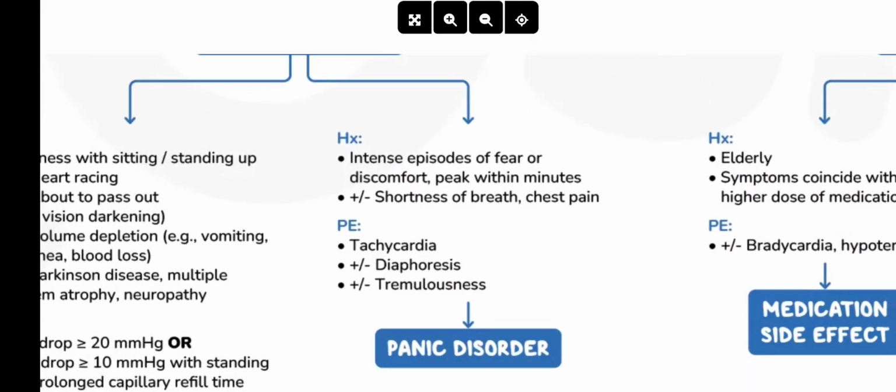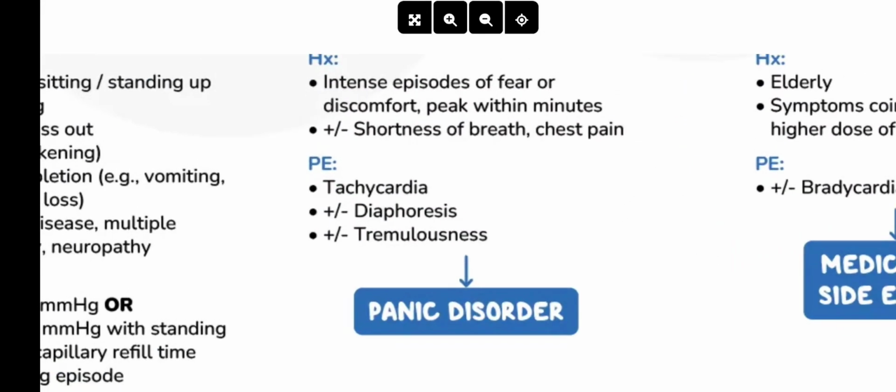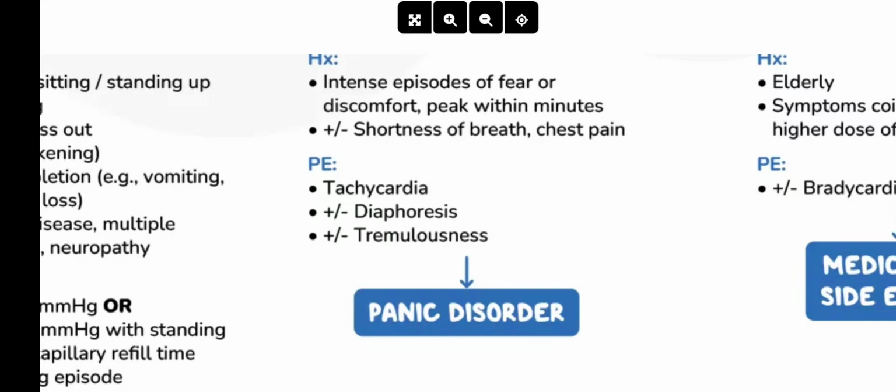Another episodic dizziness is panic disorder. Intense episodes of fear, discomfort, peaking within minutes, with shortness of breath or chest pain sometimes. On physical examination, sometimes we can find diaphoresis, tremulousness, and definitely tachycardia may be present. So in such cases, we can call it panic disorder.